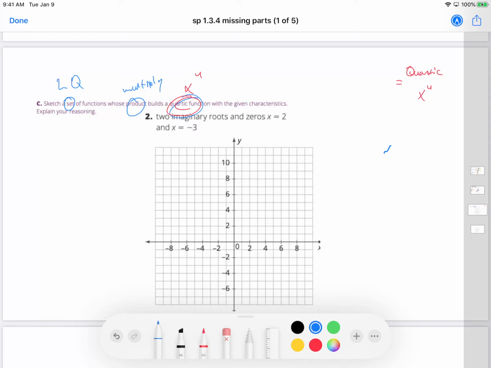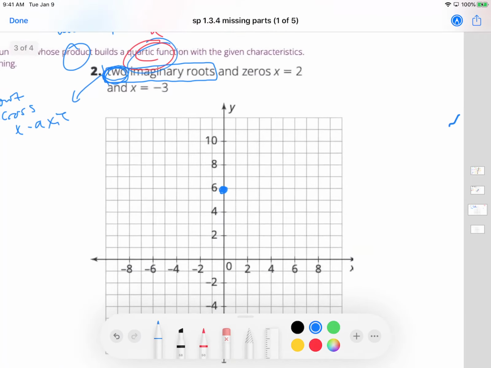Well, to build this, I'm going to have to use the characteristics below. So it says two imaginary zeros. Remember, imaginary zeros don't cross the x-axis. And it's easiest to build these imaginary roots, well, you have to use what has a power of 2, a quadratic. So I'm just going to put it right here. Okay, you can put it anywhere you want.